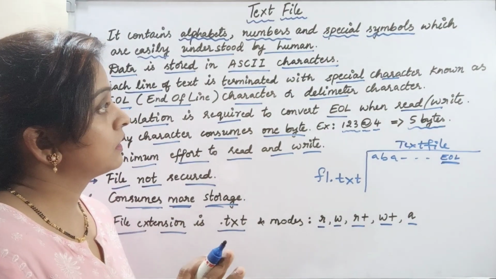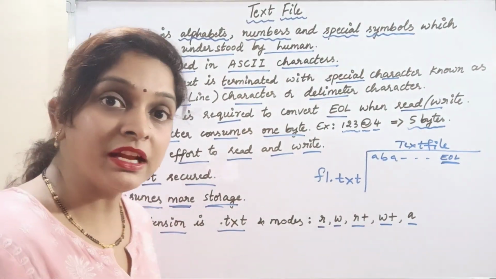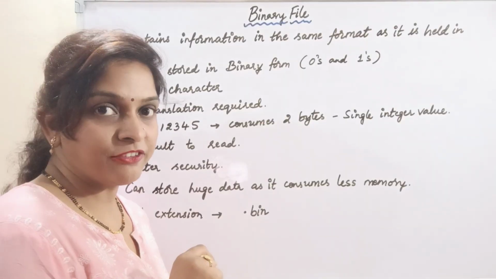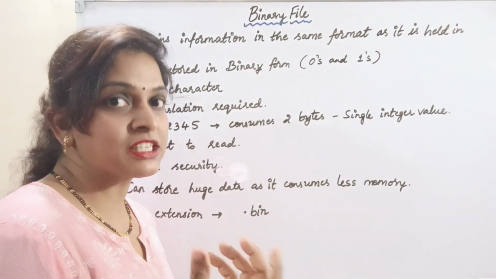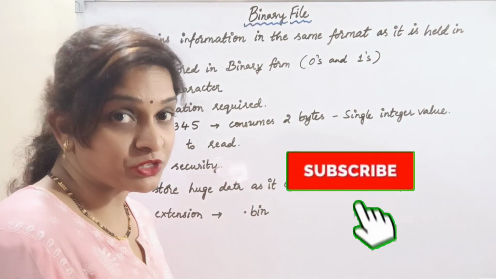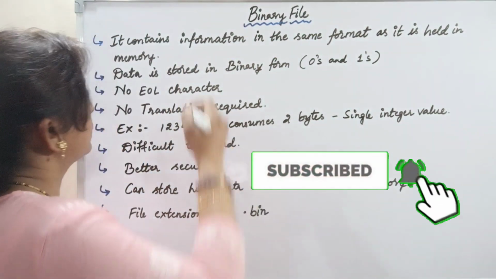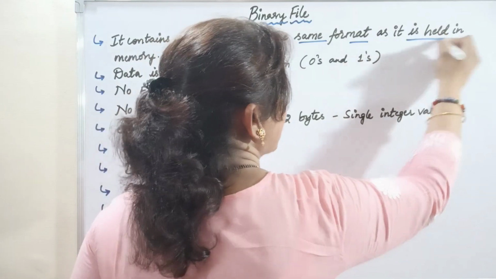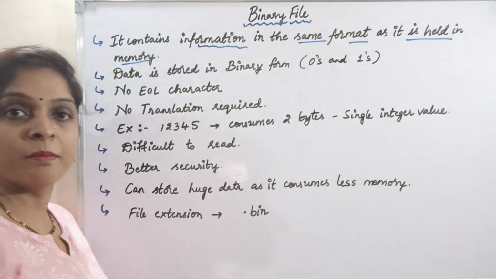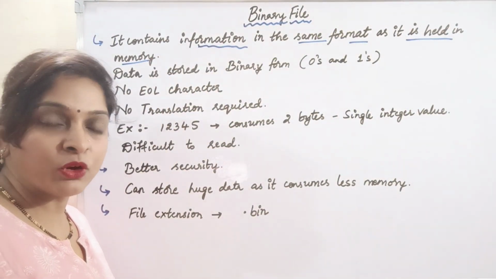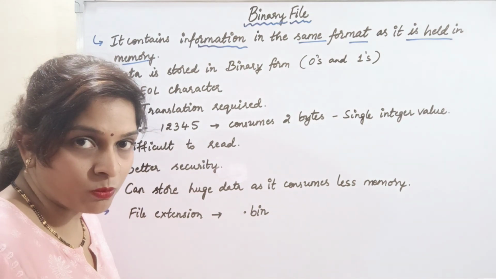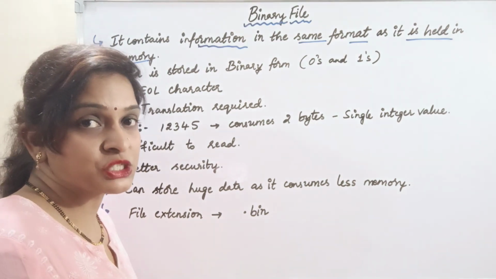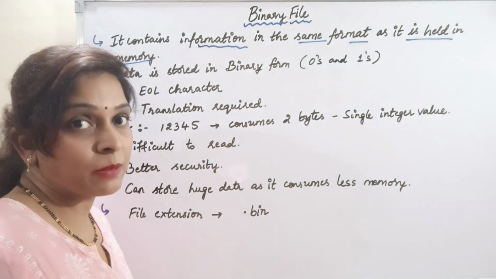So let us understand what a binary file is. Binary file, the name itself tells you, binary means it is going to store the data in the form of zeros and ones. So here it contains information in the same format as it is held in the memory. In the memory, how is the data stored? It is stored in the form of zeros and ones. So it is stored in the same format.